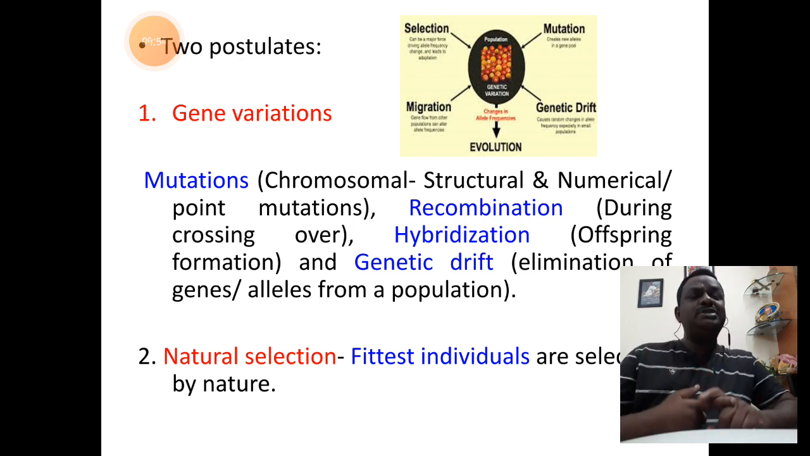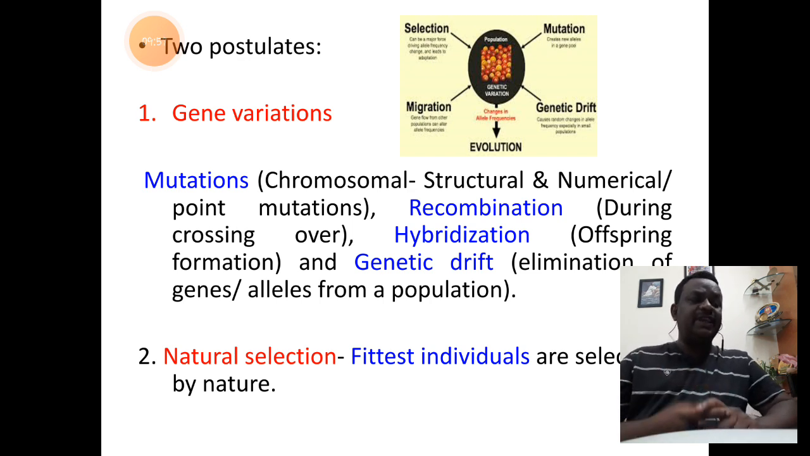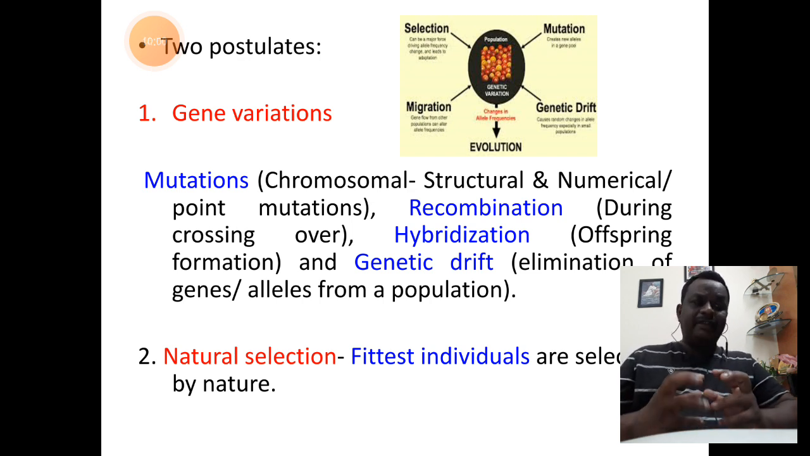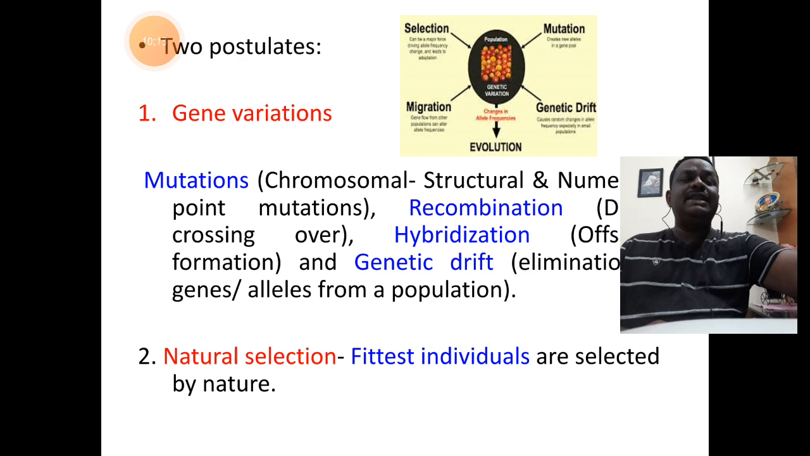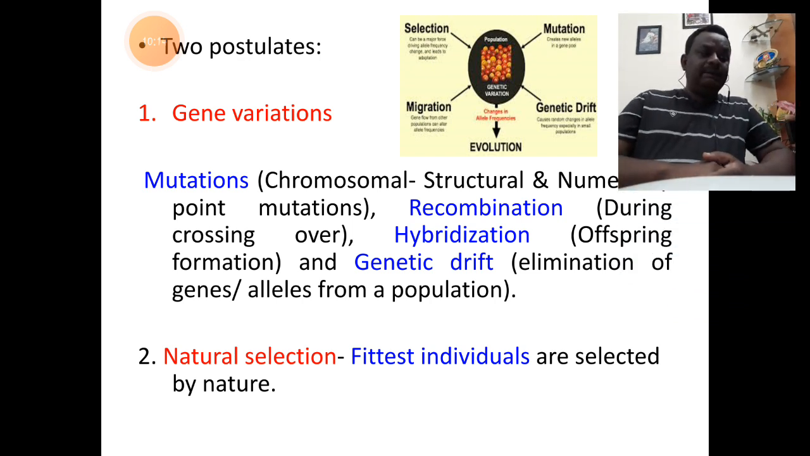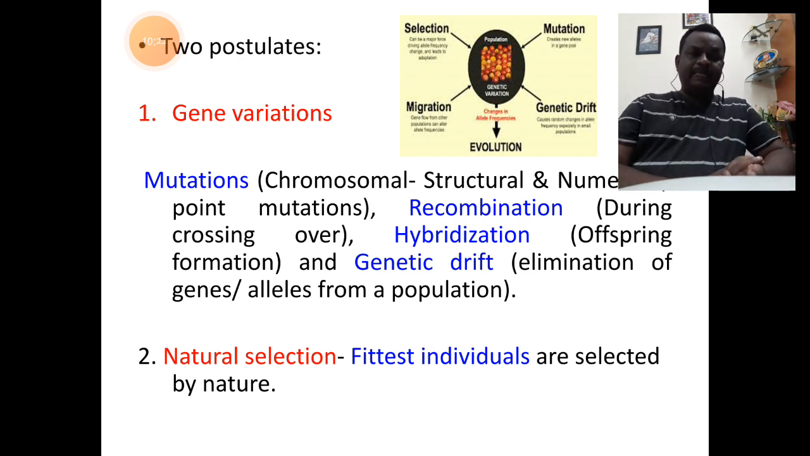The second important postulate of the theory is natural selection. It is the Darwinian postulate, right? It is popularly known as the theory of natural selection, according to which the fittest individual is selected by the environment or nature for the survival of a particular species.